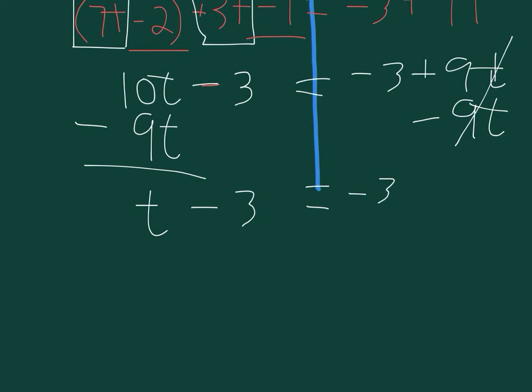Since the variable's on the left, I'm going to try to move the constant to the right. So the opposite of -3 is +3. That cancels out, and we do the same exact thing on the other side, keeping the equation balanced. -3 plus 3 is actually 0. So in this occasion, our answer is 0.